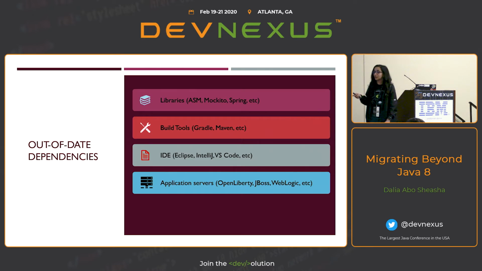Application servers. Anyone using application servers? Yep. So if you're using application servers, update your application servers to the Java 11 compatible version of that. So OpenLiberty, JBoss, WebLogic, Tomcat, whatever you're using, you should upgrade those.